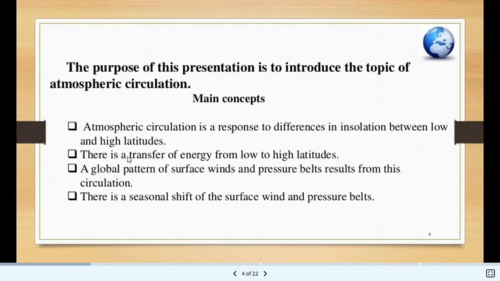The purpose of this presentation is to introduce the topic of atmospheric circulation. The main concept is that atmospheric circulation is a response to differences in insolation between low and high latitudes. There is a transfer of energy from low to high latitudes. The global patterns of surface winds and pressure belts result from this circulation. There is a seasonal shift of the surface wind and pressure belts.